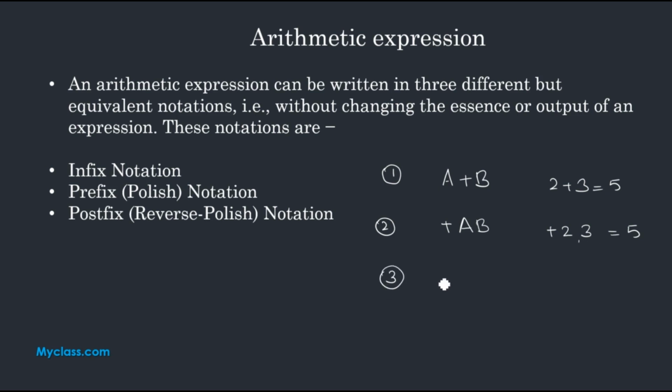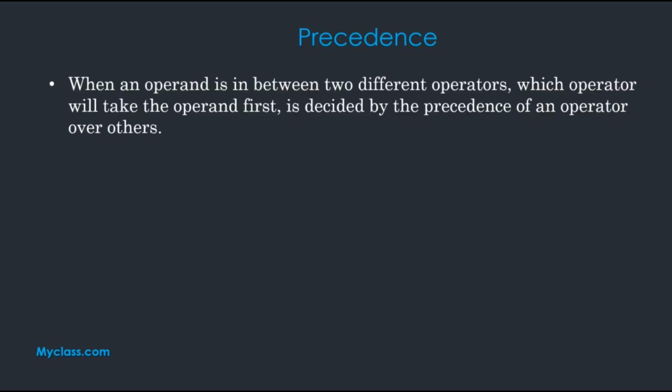Now the reverse Polish notation, that is the postfix notation. The operands come first, and only then do we write the operator. The meaning is A plus B itself. So we can write it like this: 2 3 plus. The answer is also 5. These are the three different arithmetic expression notations: infix notation, prefix or Polish notation, and postfix or reverse Polish notation. Clear?